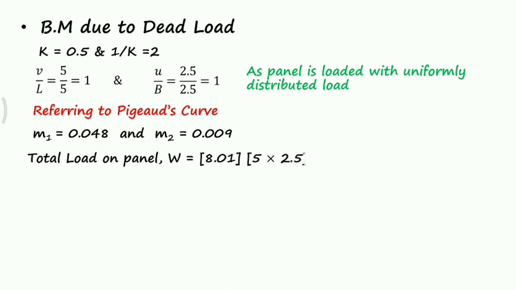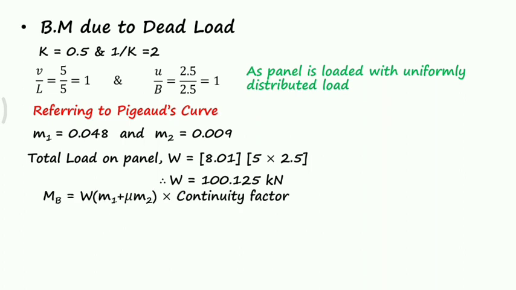Total load on the panel is 8.01 kilonewton per square meter. So we need here the concentrated load W. So we have to multiply this with the area of the slab panel. 5 into 2.5 will give 100.125 kilonewton.